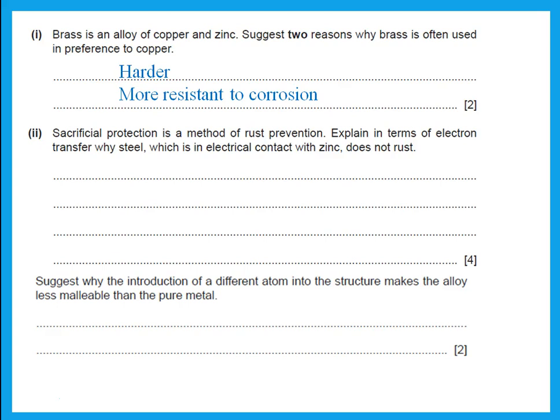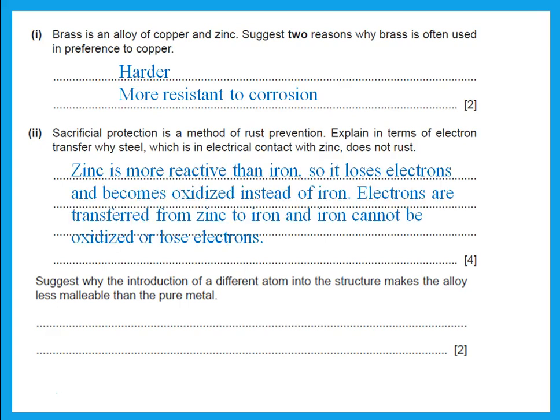Sacrificial protection is a method of rust prevention. Explain in terms of electron transfer why steel, which is in electrical contact with zinc, does not rust. Remember we said when we join the zinc with the steel, why is it that the steel does not rust? Because zinc is more reactive than iron, so it loses electrons and becomes oxidized instead of the iron. Electrons are transferred from the zinc to the iron, so the iron cannot be oxidized or lose electrons.